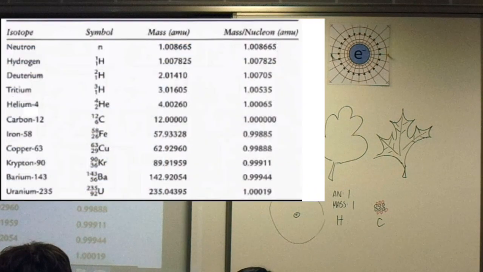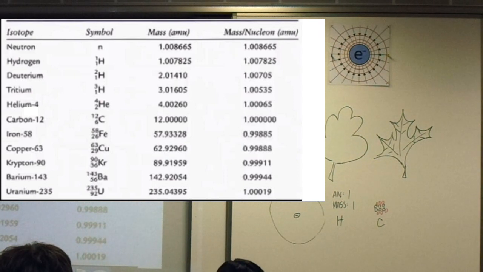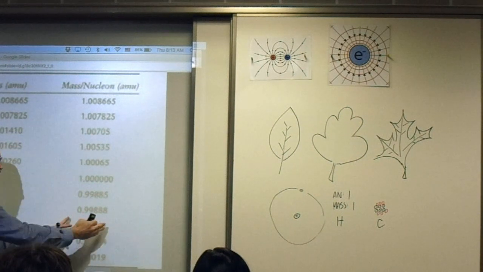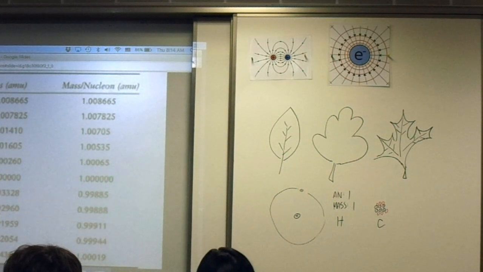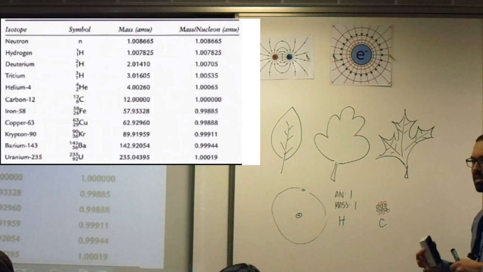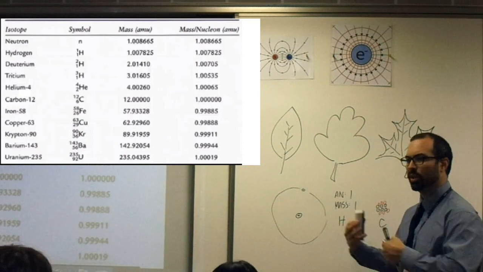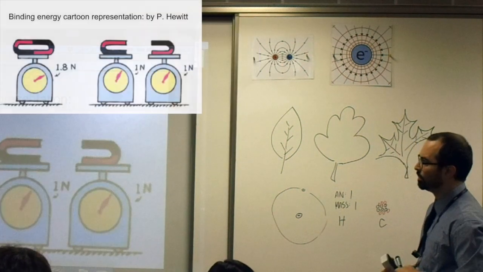So here's a table of the isotope that we're talking about, the symbol of it, so you can actually see the different atomic numbers and mass numbers, and then the mass in AMU, and then the mass per nucleon. And this is the one that we're really concerned with over here, the mass per nucleon. Why is this happening? Why is the actual nucleon mass getting smaller when it's together with its friends?